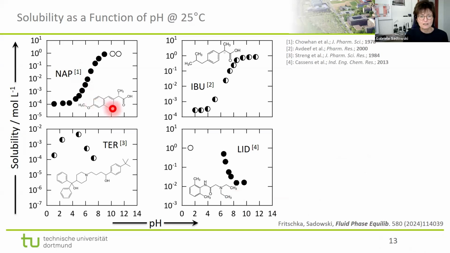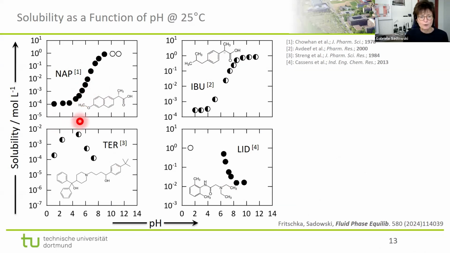So we have 4 different molecules. This is naproxen, this is ibuprofen, this is lidocaine, and this is terfenadine. So these are 4 pharmaceutical compounds, and you just get an impression how complex they look like. And the data you see are data from literature. And the notation is the following.